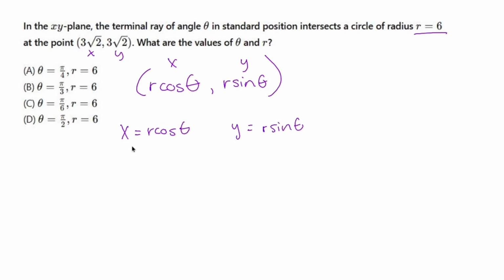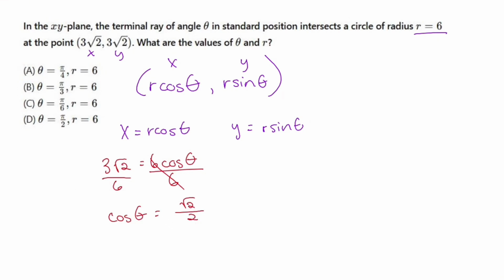Let's do it one at a time. My x value is 3 root 2, my r is 6, and cosine theta is cosine theta. Divide everything by 6, and you're going to end up with cosine theta equals 3 over 6, which is a half, so root 2 over 2.